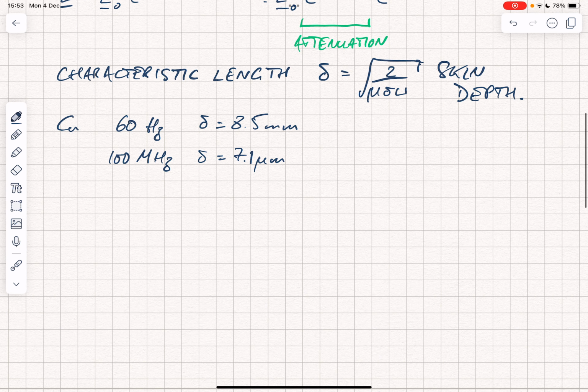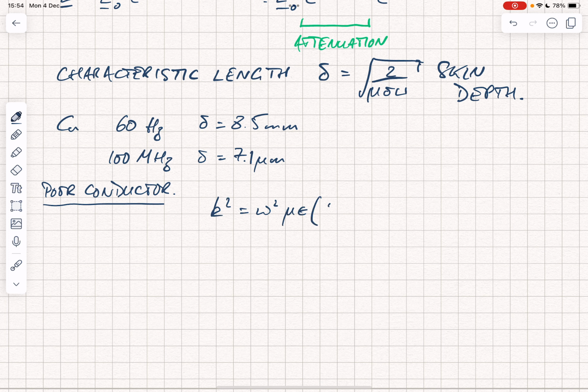So, what else can we think about in terms of conductors? The other thing we can think about is what we mean by a poor conductor. So a poor conductor would be a system which is like a dielectric, but has a small but non-zero conductivity. So there we would have k squared is equal to omega squared times mu epsilon into 1 plus i sigma over epsilon omega. And in this case, we know that that final term, the sigma over epsilon omega, is not going to be very large compared to 1.